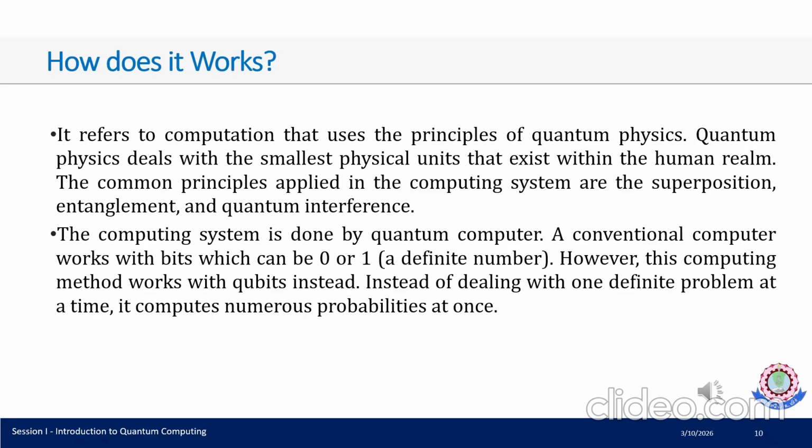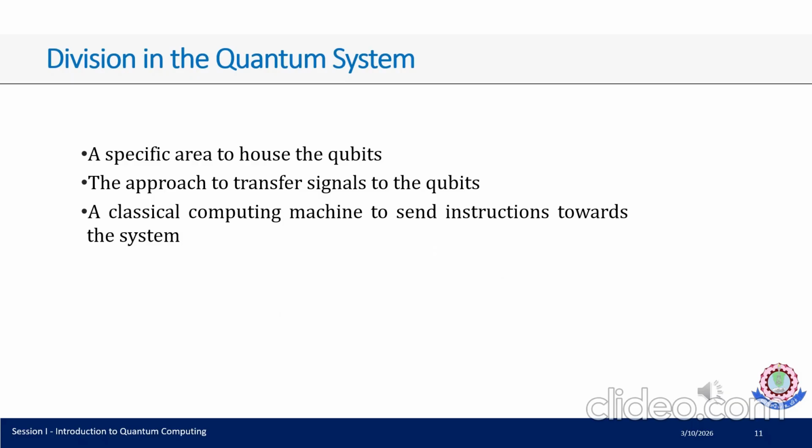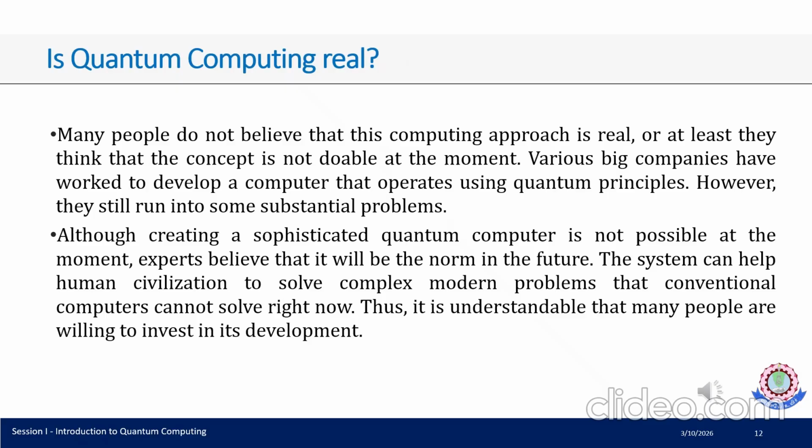The computing is done by a quantum computer or quantum simulator. A conventional bit works with zeros and ones, which is a definite number. However, this quantum method works with qubits instead. Instead of dealing with one definite problem at a time, it computes numerous probabilities at once. Divisions in the quantum system are a specific area to house the bits, the approach to transfer the signals to the qubits, and a classical computing machine to send instructions towards the system.